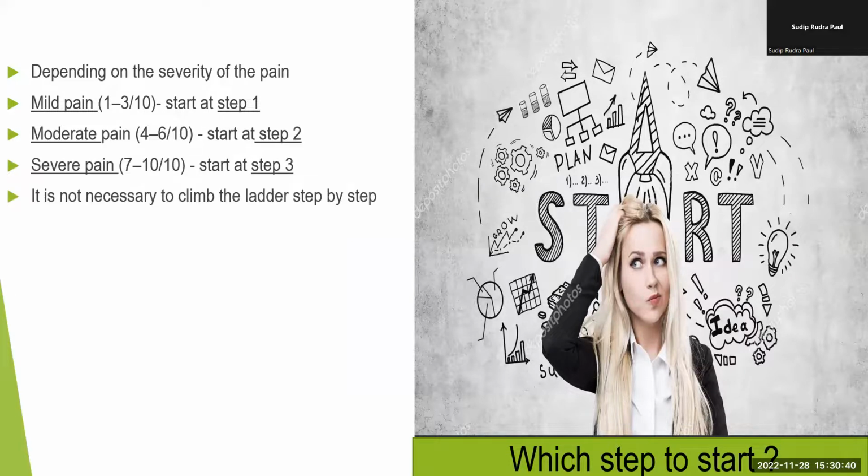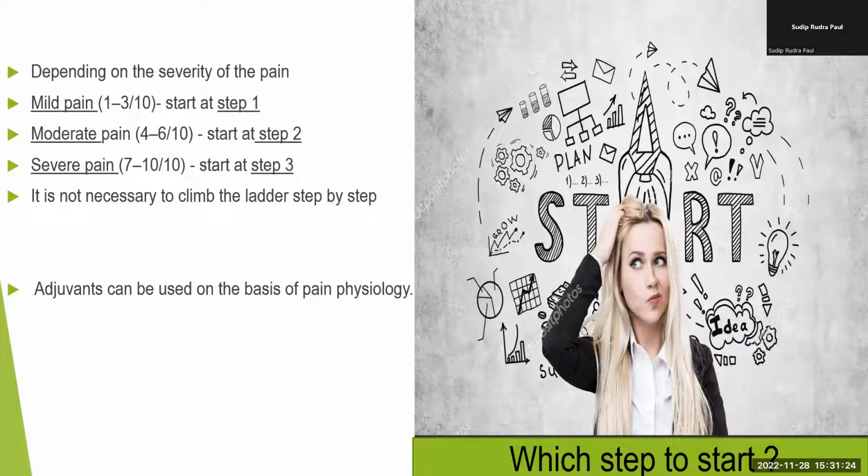Now, people might have a question. Okay, we have understood step 1 and step 2. Now, which step should we use when? Depending on the severity of pain: mild pain. On the numerical rating scale, 0 to 10, I think all of you know, 0 is no pain, 10 is the worst possible pain, the kind that makes you cry. If the patient's pain is 1 to 3, then step 1 can be very useful.